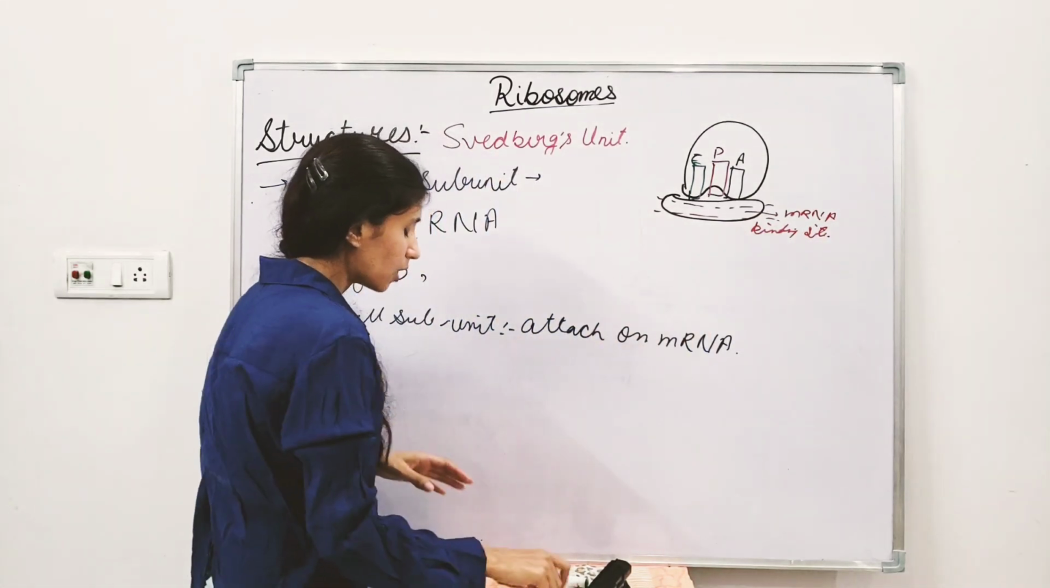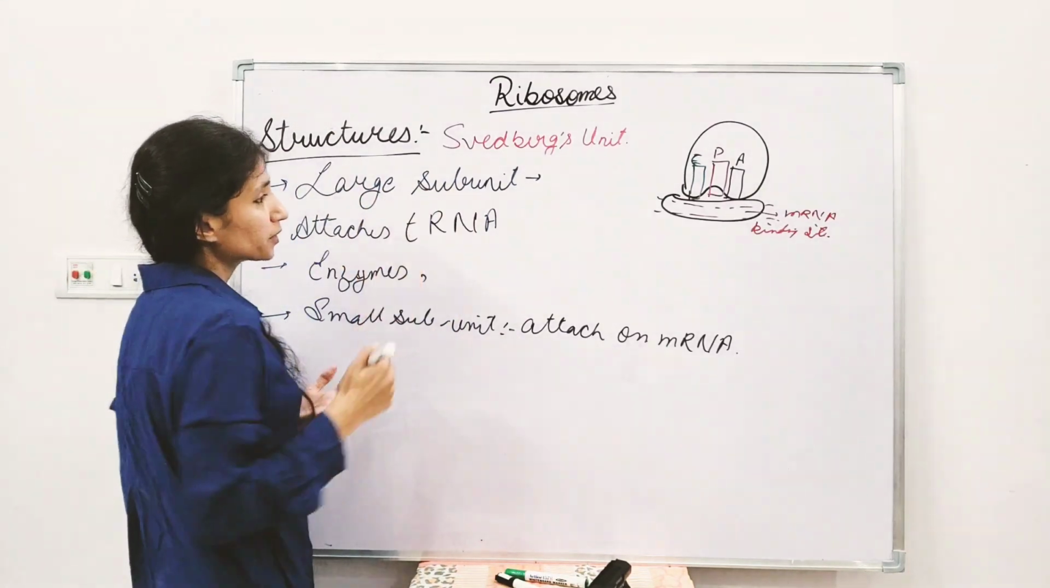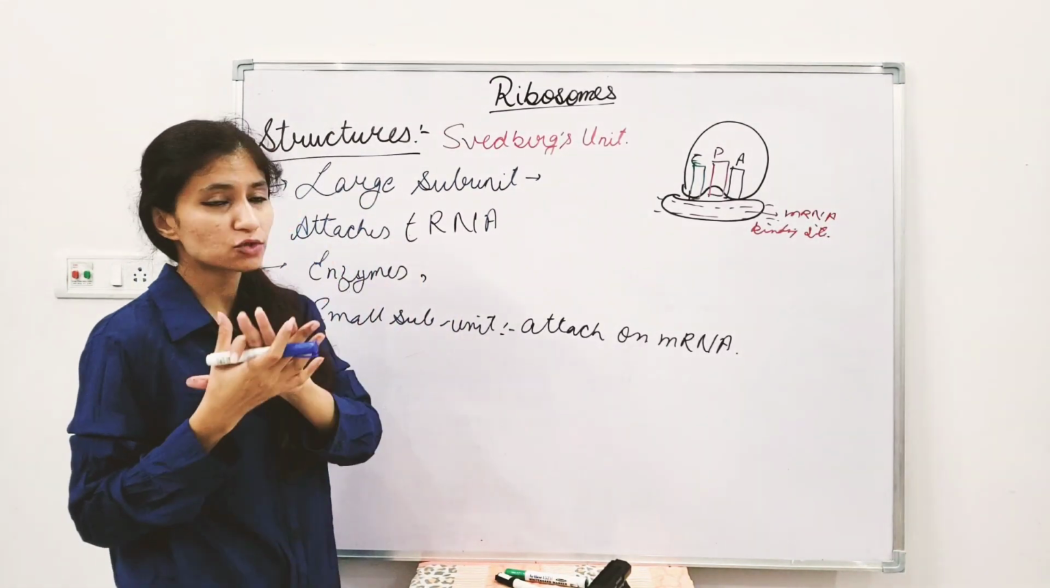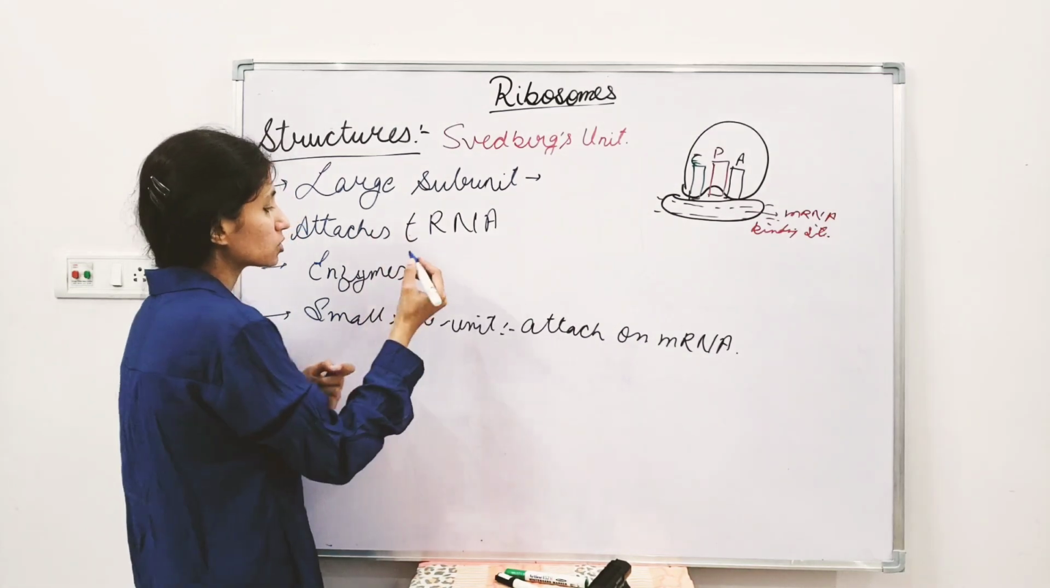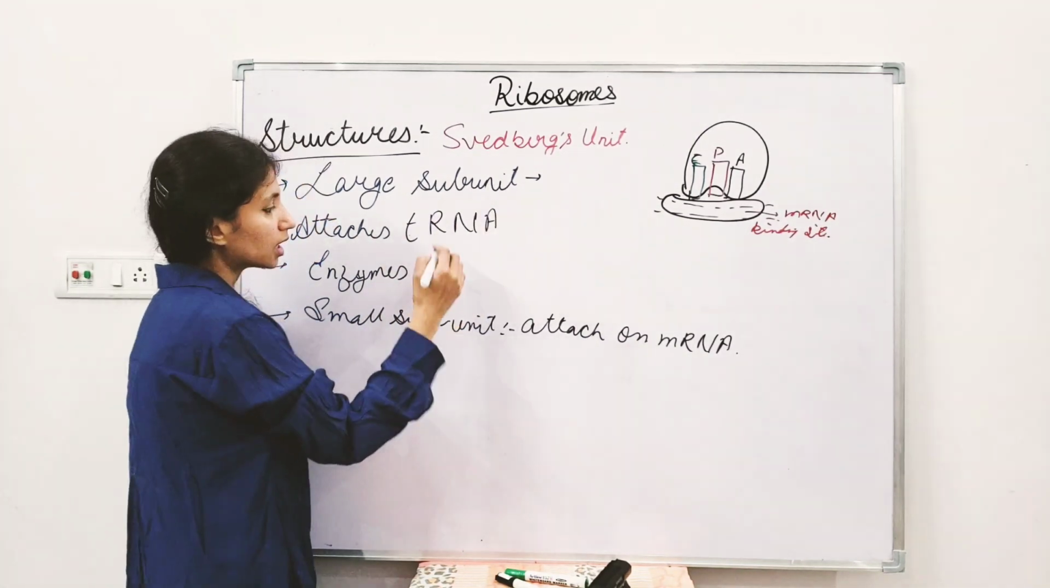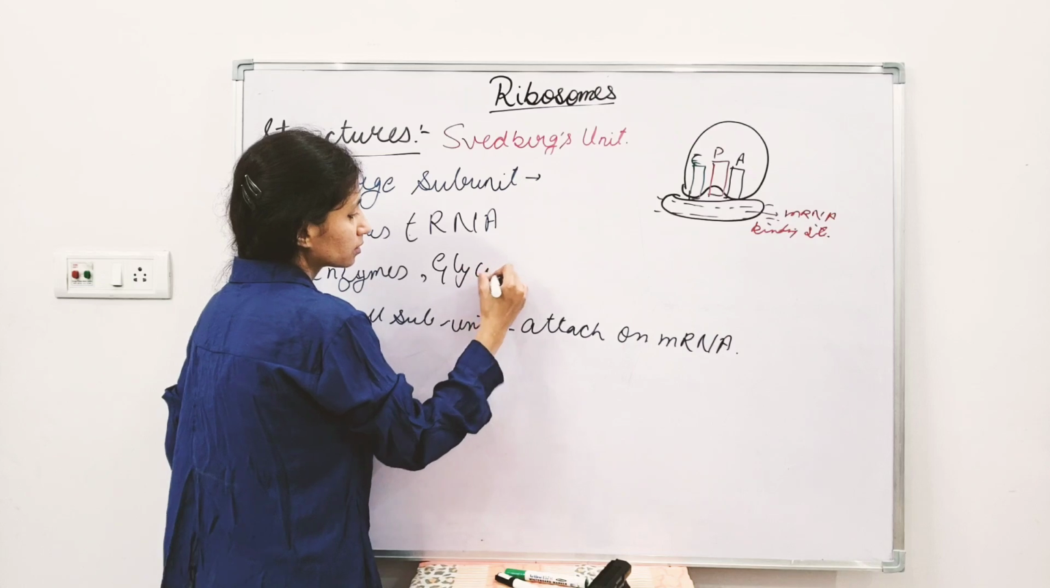Now because we know that the large subunit has to bind with the mRNA also, or with the ER also, it attaches to the ER with the help of a glycoprotein.